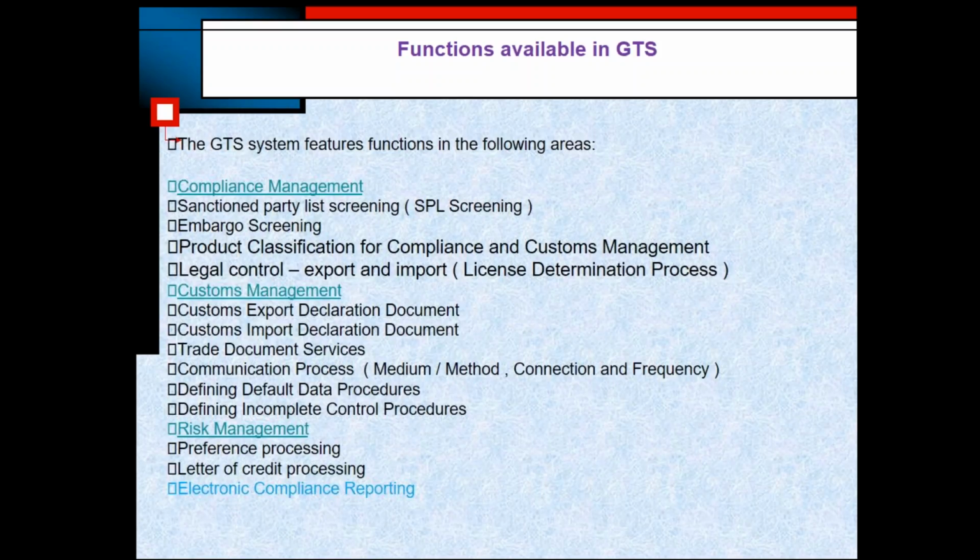Okay, so this SPL screening application area, what it does, it validates or verifies our business partner details against the bad member details, and if everything is good, it keeps quiet. In case your business partner details are matching with bad member details, then what happens? Your transaction will be blocked by the GTS system.